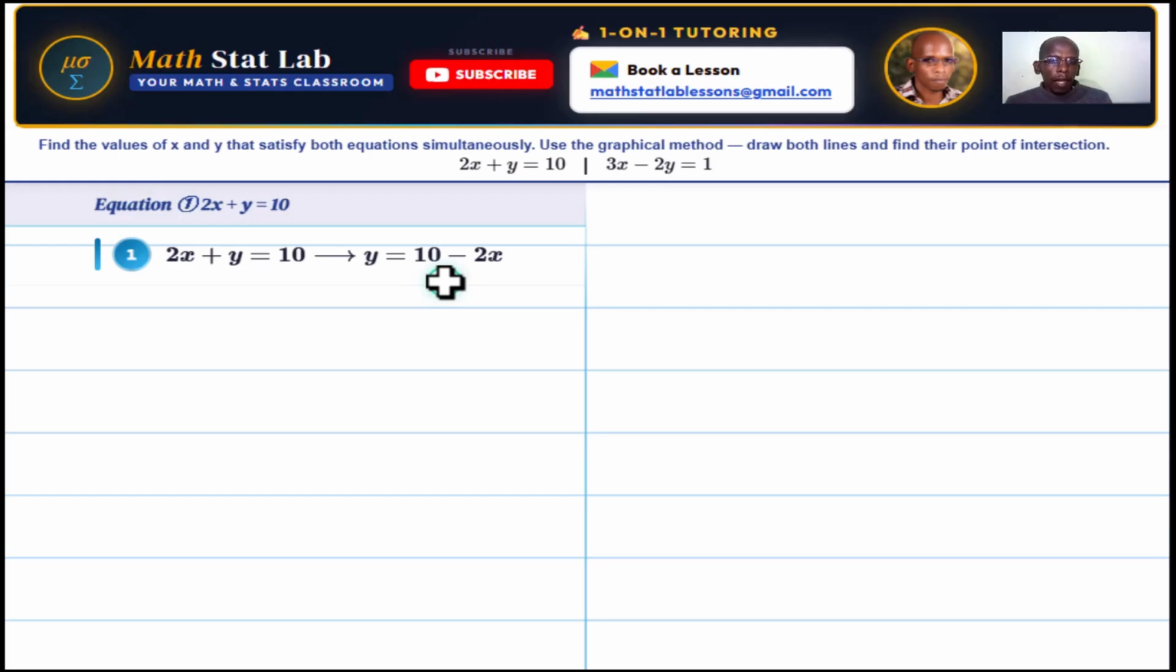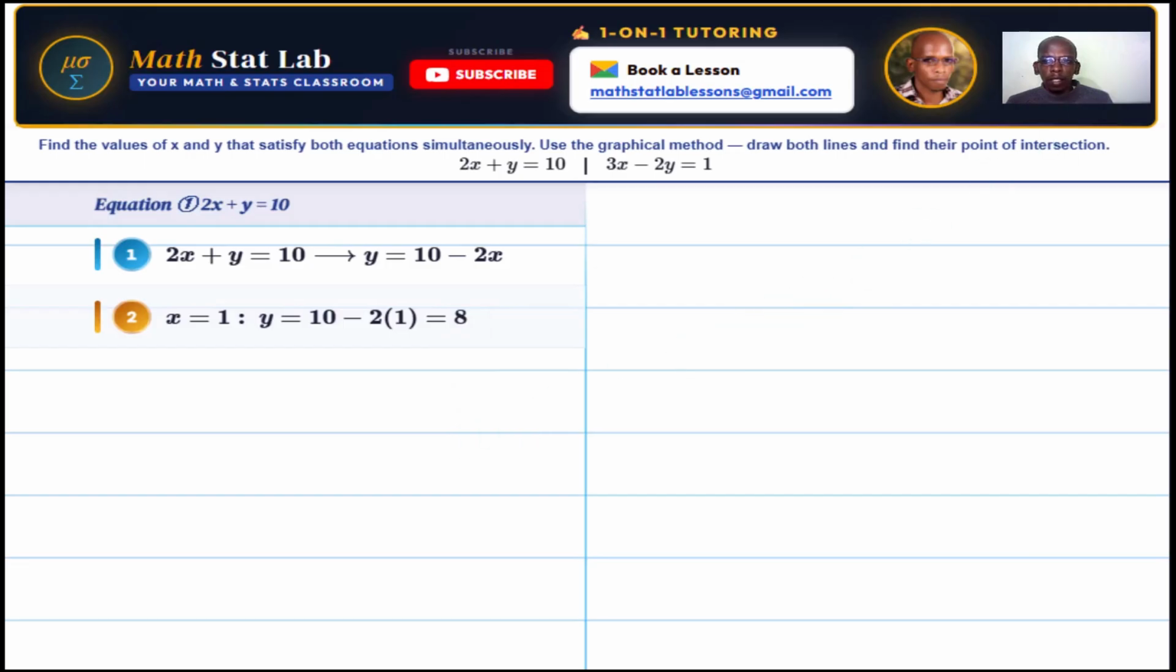Then from there, I need to randomly guess values for x, then calculate the values for y. So let's say, for example, in the first instance, we say x is 1. That one I just randomly guessed, it is not a specific value. You can guess anything you want. So when x is 1, y will be 10 minus 2 into 1, which is 10 minus 2, which is 8. So when x is 1, y is 8.